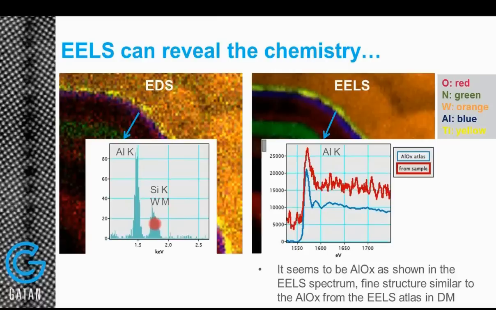In the case of EELS, we can easily detect the aluminum. So we have aluminum here. The good thing about EELS is that by looking at the shape of the edge, we can tell what kind of aluminum it is, whether it's bulk aluminum or it's bonded to oxygen or other elements. In this particular case, we extract the spectrum from that area of our sample and compare it with the EELS spectra from the Atlas, our dictionary of EELS spectra in the Digital Micrograph software. We can easily tell that we are talking about mostly aluminum oxide.